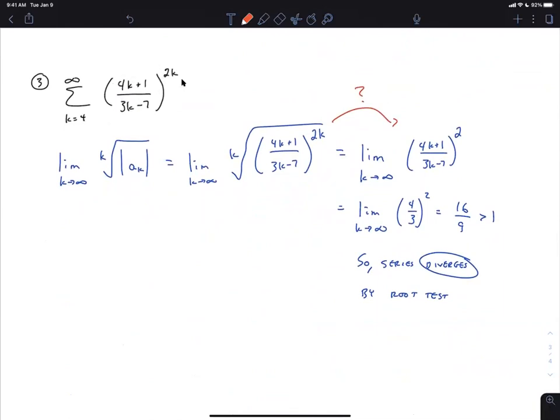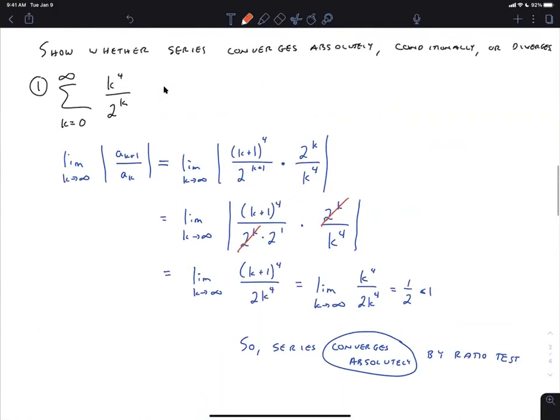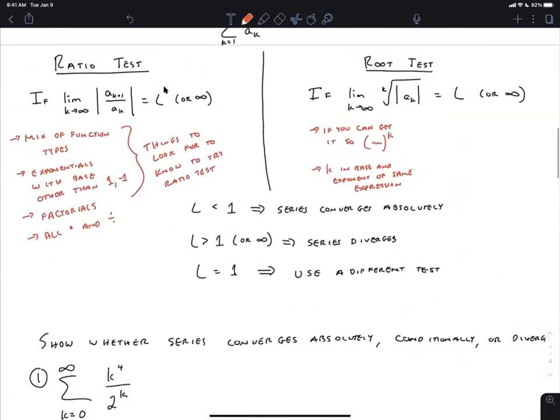You want to get it where you have everything to the k power, which this one basically already is, so it's pretty easy to do. You'll see a couple examples in the homework where you have to do a little bit of manipulation, but very little manipulation. You have to basically be able to get it so that it looks like this, so that the simplification is something we can handle. So the root test, we don't see it used a ton because this is fairly rare for that to happen. But if those things happen, that's when you're going to use the root test.